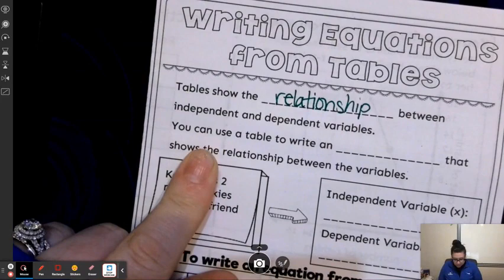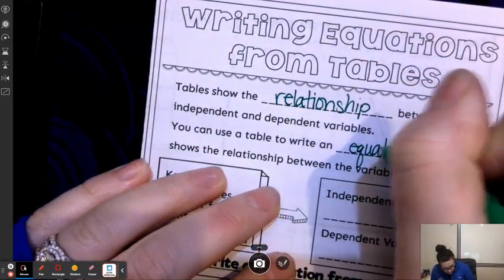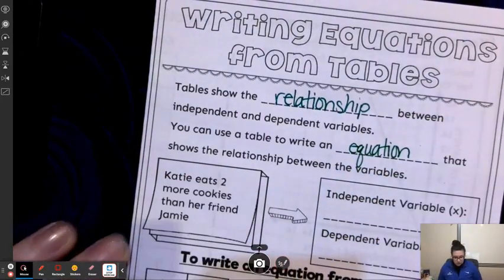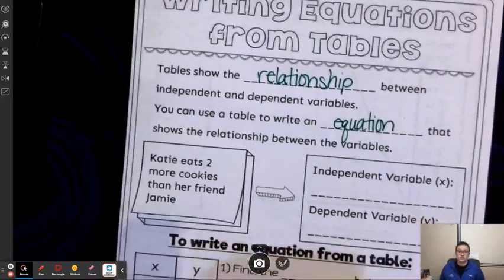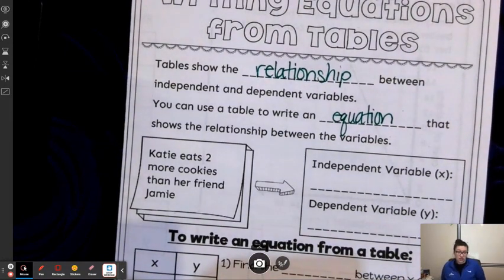You can use a table to write an equation that shows the relationship between those two variables. And that's the big thing for 7th grade, being able to write equations from situations. In 6th grade, you just saw taking situations and putting them onto a graph, putting it onto a table, but now we're going to combine those two things together.